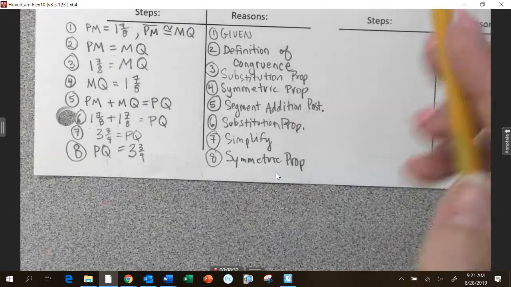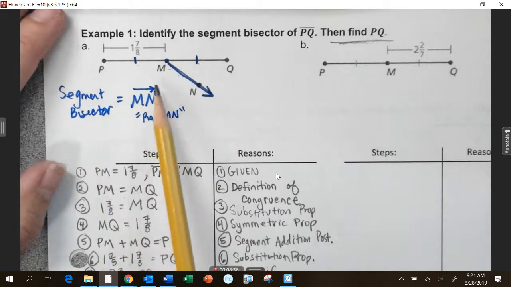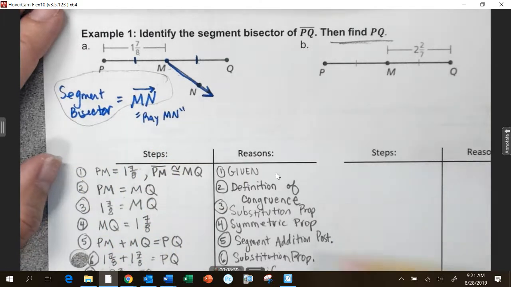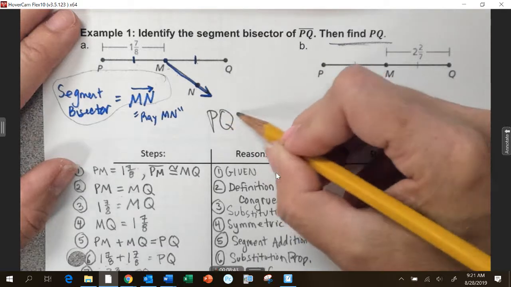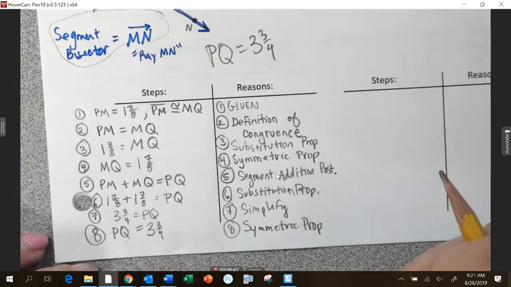And that's what we had to do. We had to identify the segment bisector, so we identified our segment bisector, and then we defined PQ. PQ equals 3 3/4, and then we showed our steps and reasons for finding PQ.